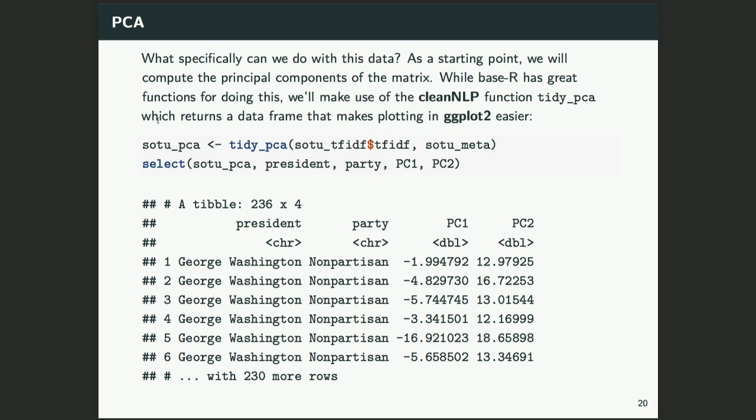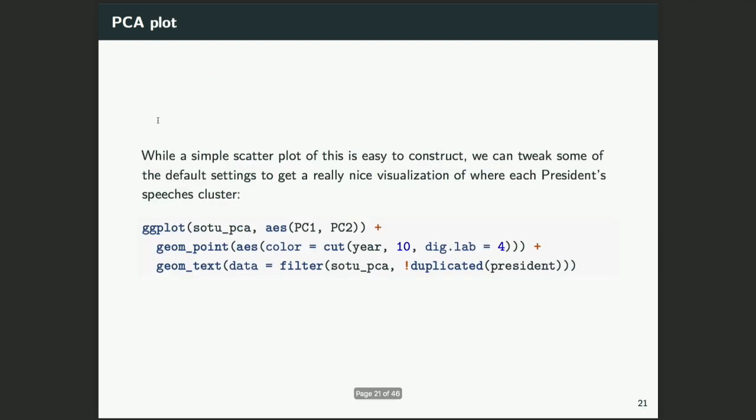And then you can see here it attaches to each. We just see the first 6 rows here, so these are all George Washington speeches, but it attaches to each speech the first 2 principal components. And why is this nice? Well, it's a way of doing unsupervised learning.